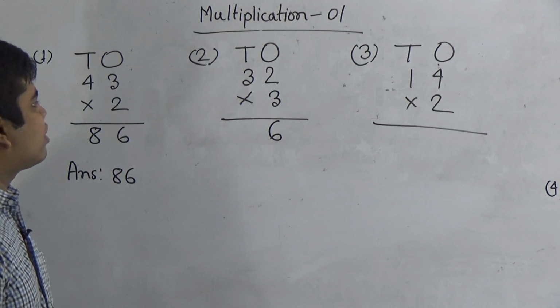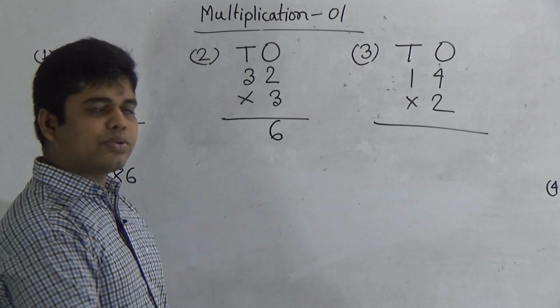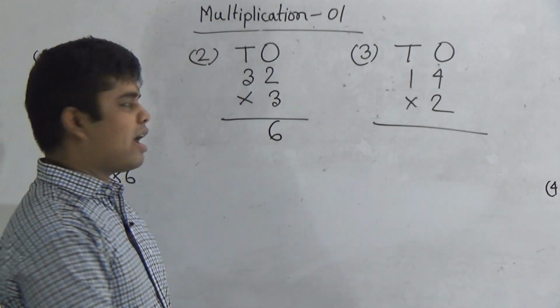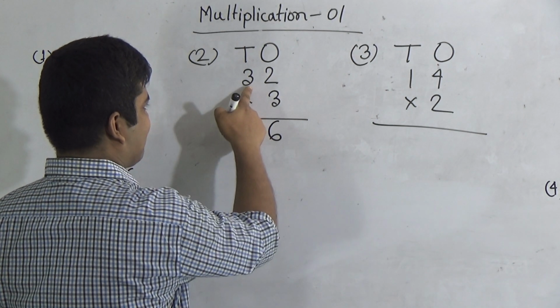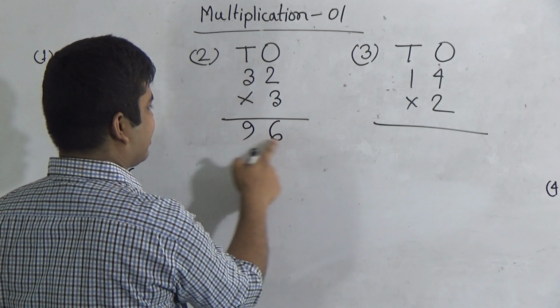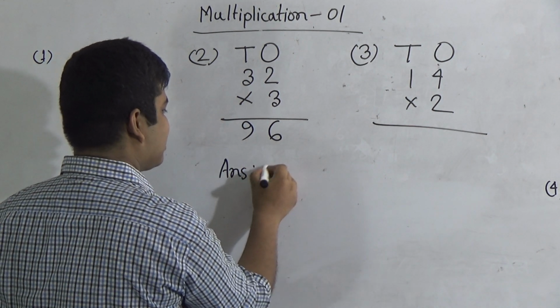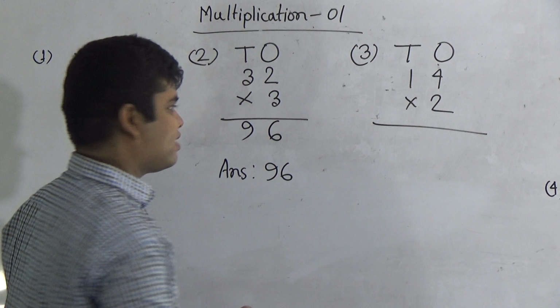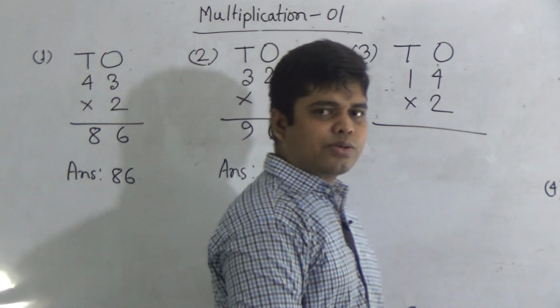Next we multiply 3 by 3. 3 1s are 3, 3 2s are 6 and 3 3s are 9. So we write 9 here. If we multiply 32 by 3, then we get 96, and it is the answer. As our solution is done, we must write the answer here.